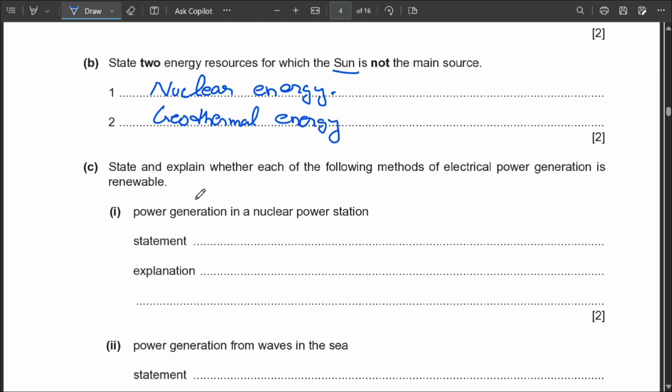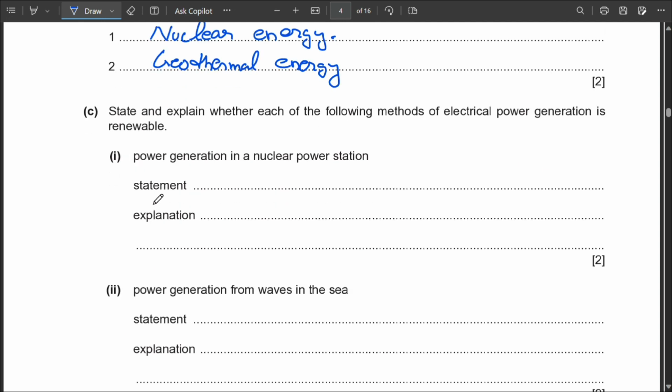C part. State and explain whether each of the following methods of electrical power generation is renewable. Power generation in a nuclear power station. Statement: a nuclear power station is non-renewable.